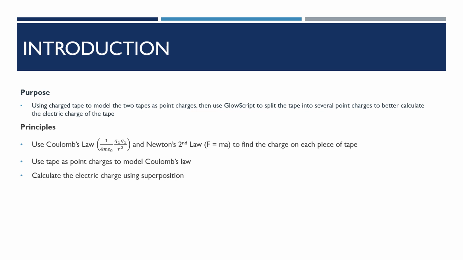So the one point charge for lab 1 was the electric force, or the electric charge, and then for lab 2, we're going to use superposition to calculate the total electric charge. So we use Coulomb's law, which is 1 over 4 pi epsilon naught, Q1, Q2 over R squared, and Newton's second law, force equals mass times acceleration, to find the charge on each piece of tape. And then we use the tape as point charges to model Coulomb's law, and then we're going to calculate the total electric charge using superposition.